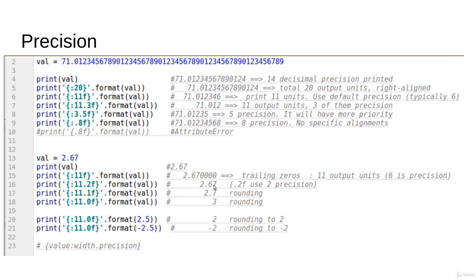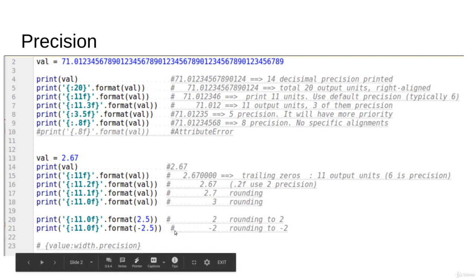Observe, 6.7 has been rounded to 7. If you use 0 precision, it's going to be rounded completely to 3. So 2.7 will be rounded to 3. In a similar way, the positive and negative values will be rounded appropriately, 2.5 to 2 and minus 2.5 to minus 2.